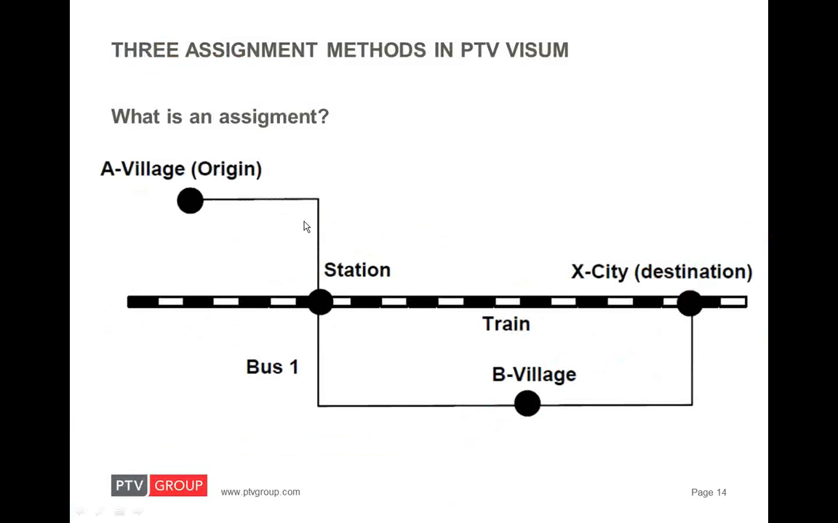If we go closer into this, first, for those who are not familiar with transportation planning, we should shortly talk about what an assignment actually is. So an assignment is about finding connections from an origin to a destination. So in our case, here in this network, from A village to X city.